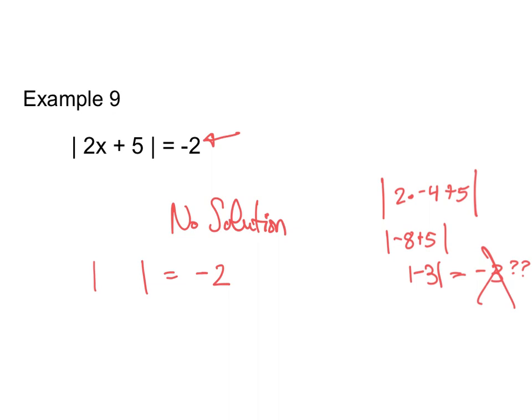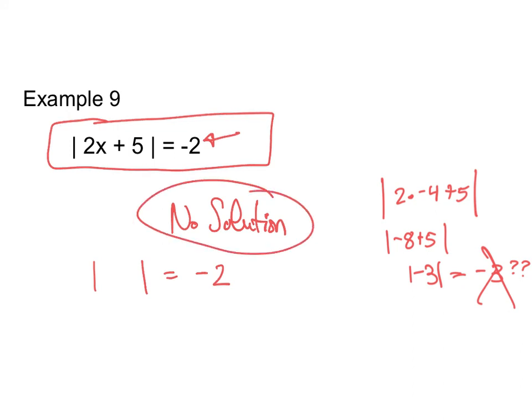So if we look at this whole example here, and we have negative 2 as the final answer, if I took the absolute value of something, can I ever have an answer of a negative? No, it doesn't work. So this is no solution. There's nothing I can put in there to make it so that if I take an absolute value of something, it's going to be negative. It doesn't work, okay? So no solution is our answer.